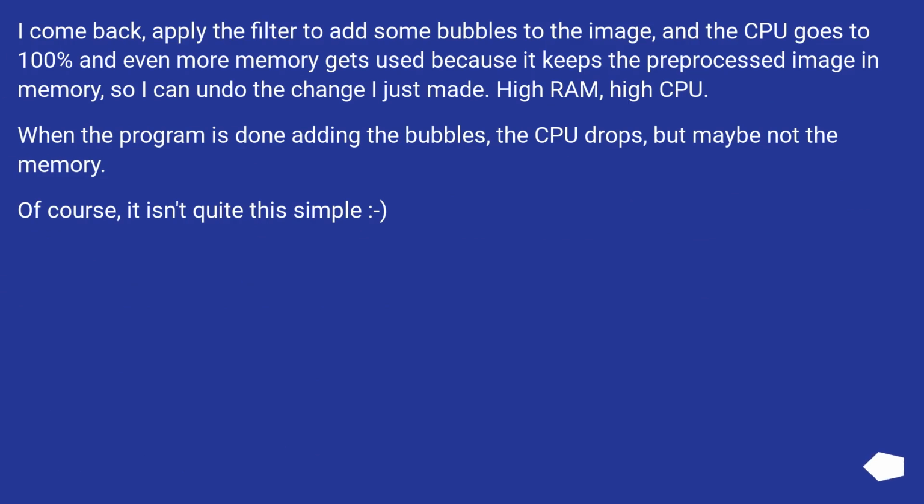I come back, apply the filter to add some bubbles to the image, and the CPU goes to 100% and even more memory gets used because it keeps the pre-processed image in memory, so I can undo the change I just made. High RAM, high CPU. When the program is done adding the bubbles, the CPU drops, but maybe not the memory. Of course, it isn't quite this simple.